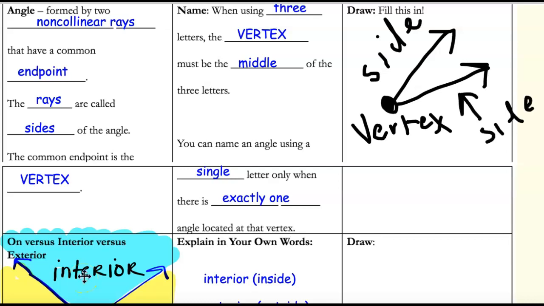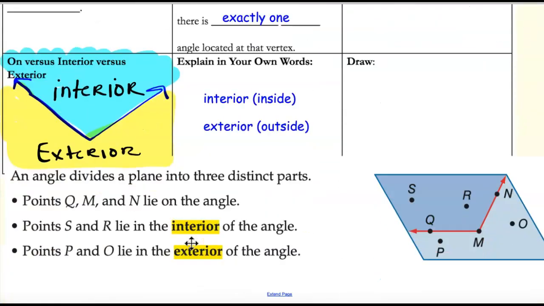So what we want to do is talk about a couple things. We have this vocabulary, interior versus exterior. So the interior would be like if you have the angle sign, and the stuff inside the angle would be interior. The stuff on the outside would be the exterior. So I have a couple examples for you to look at down there. So here's another example of interior and exterior.